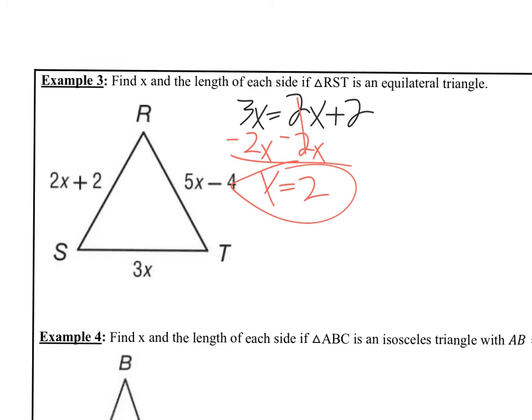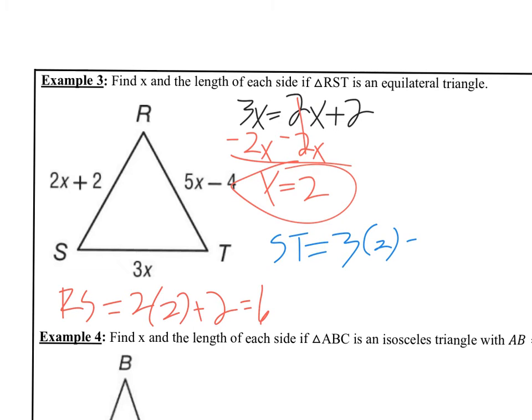So if x equals 2, I'll plug those into RS and ST and RT. They should all equal the same thing. That's how you know you did it right. So what's 2 times 2 plus 2? That's 4 plus 2. That's going to equal 6. So let's do ST next. ST equals 3 times 2, which is 6. And then let's do RT. So RT is 5 times 2, 5 times 2 is 10. 10 minus 4 is 6. So yeah, we found all the side measures, and they're all 6 when x equals 2. So yeah, that's it. Let's do example 4.